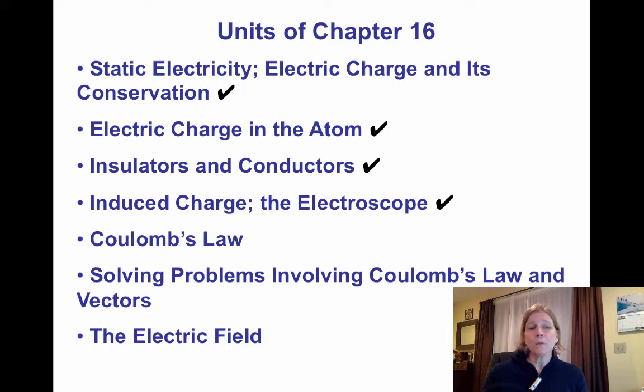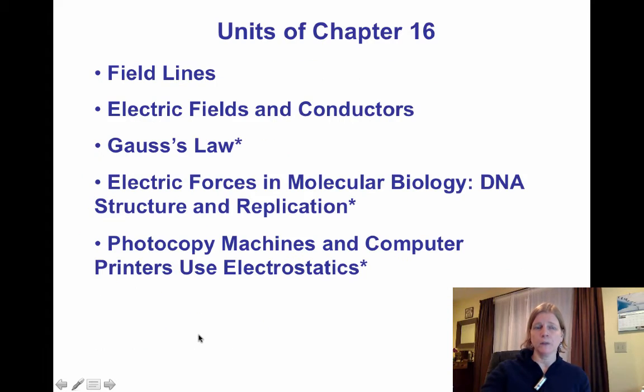All right, so now we move on to Coulomb's law, which is the quantitative crux of Chapter 16. That's really the meat of this chapter. And then solving problems involving Coulomb's law. That will be the topic I cover in this video, and then we'll have one more video to talk about electric field, field lines, and field lines related to conductors.